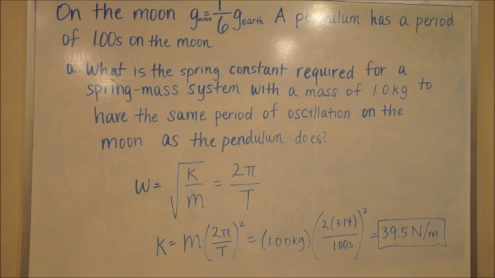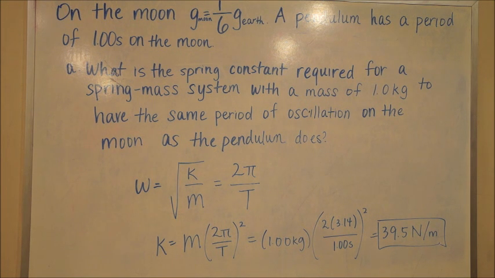Here's an example of a simple pendulum problem. The problem reads, on the moon, the gravity force on the moon equals 1/6 of the gravity force on Earth. A pendulum has a period of 1 second on the moon. For part A, what is the spring constant required for a spring mass system with a mass of 1 kilogram to have the same period of oscillation on the moon as the pendulum does?